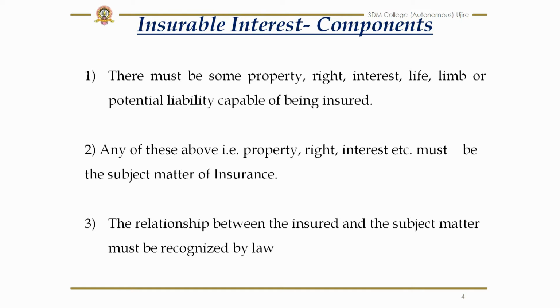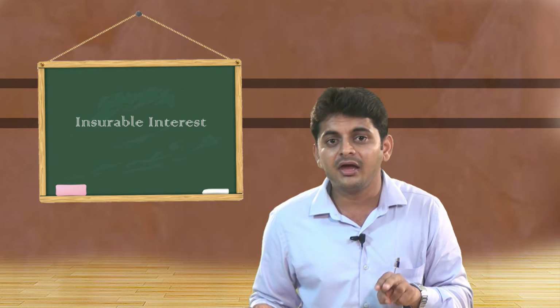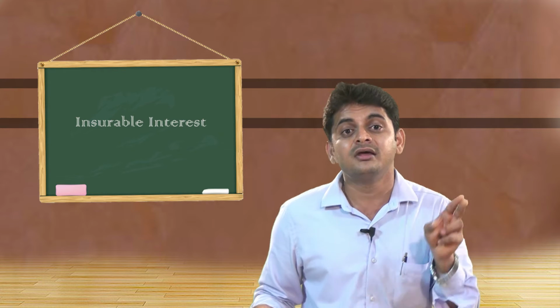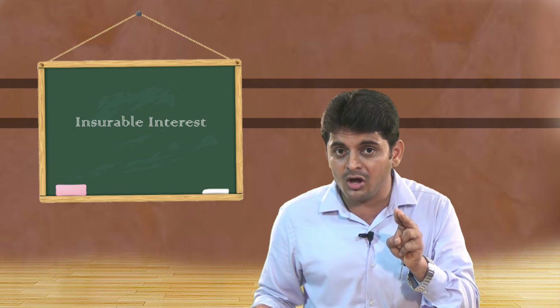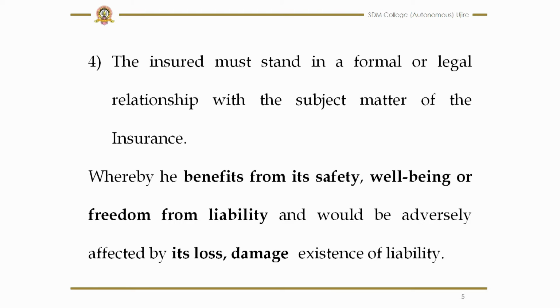Okay, got it. So, the relationship between insured and subject matter must be recognized by law. These are all the aspects. There must be property, and that must be a subject matter. Property must be the subject matter of insurance, and between the property and the subject matter, whatever you call it, there must be a legal relationship that must be recognized by law. So, these are all components. Next, the insured must stand in a formal or legal relationship. Okay, these are all aspects I have already mentioned. But the question here is, what is that insurable interest?